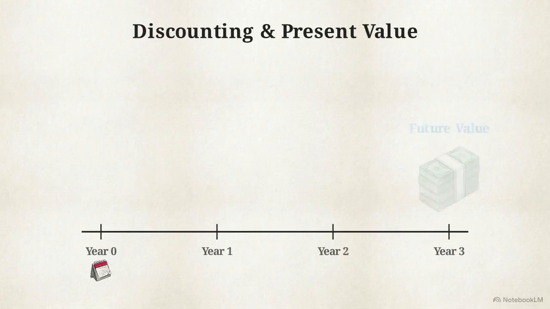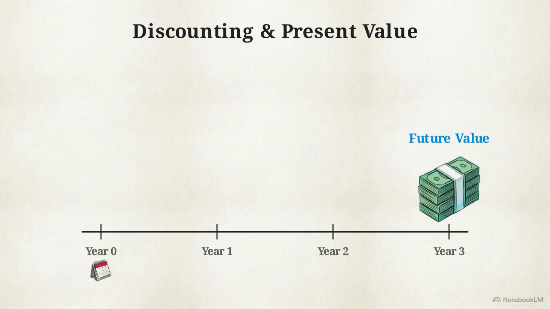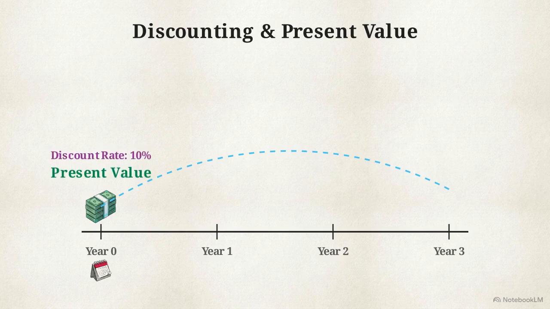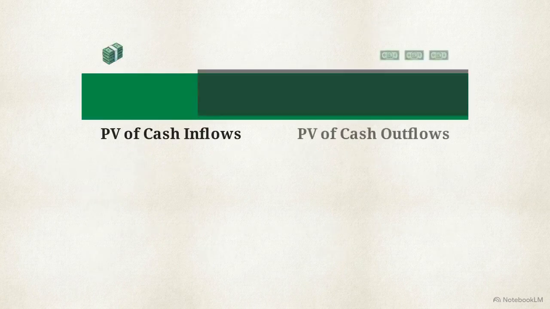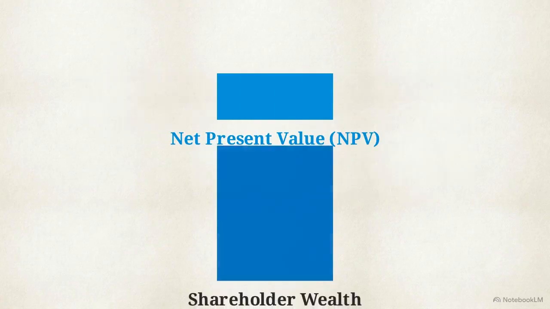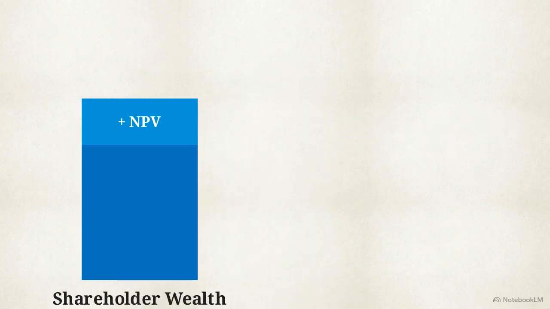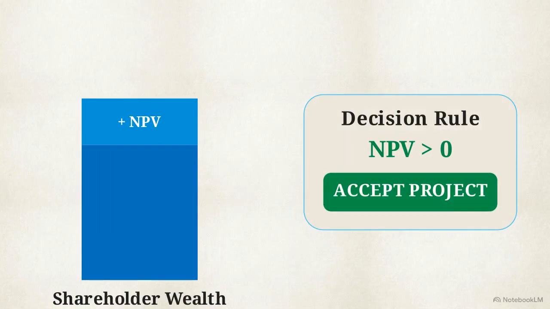To compare long-term projects fairly, we use a process called discounting. This timeline shows cash generated in year 3 moving backward to year 0, shrinking in value as we apply a discount rate to find its present value today. By deducting the present value of outflows from the present value of inflows, we calculate the net present value. Within the ACCA syllabus, this is the preferred metric because it directly measures how much a project is expected to increase shareholder wealth.